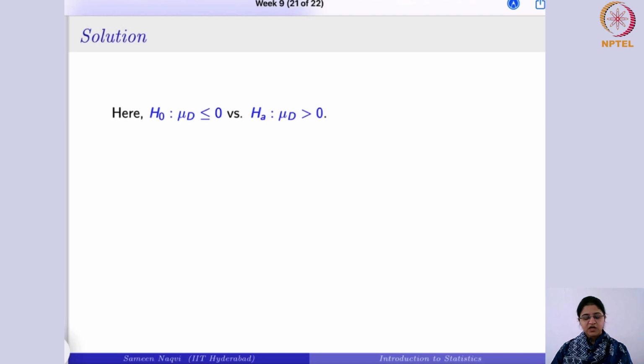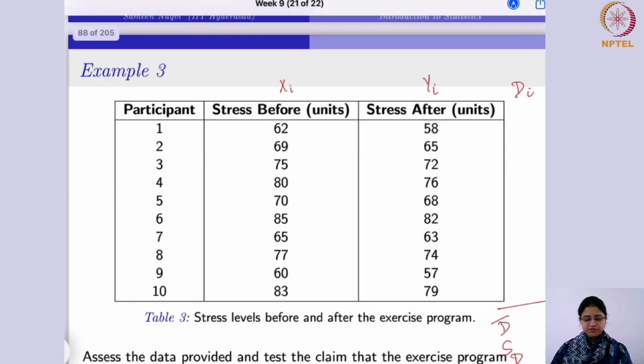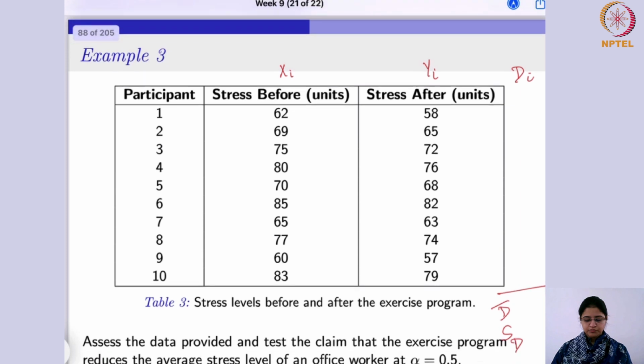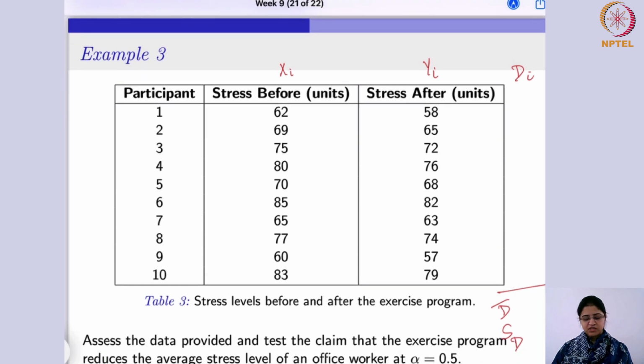So it means that after stress levels, this one. So let me just show you. Test the claim that the exercise program reduces the average stress level of an office worker. So if you look at the average stress level, if you are denoting the first one by mu1, after it is mu2, it means the average stress level earlier was more than the second one. If you want to prove this one.